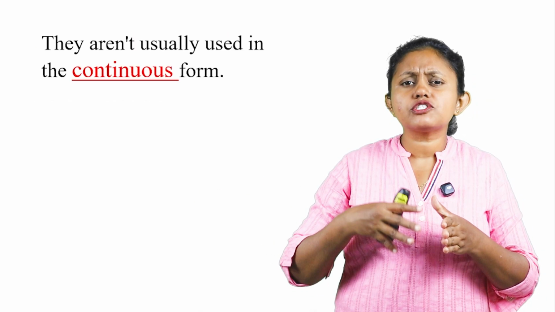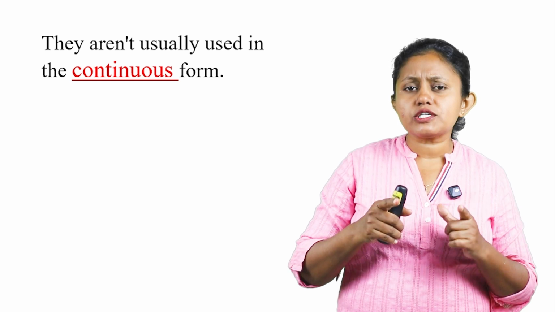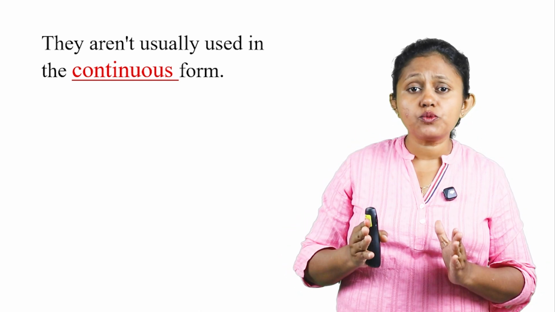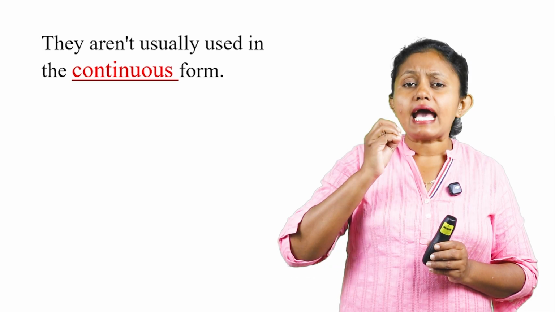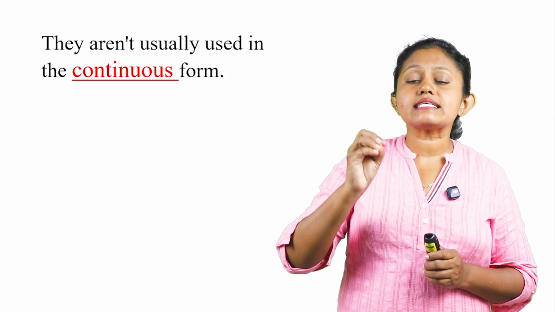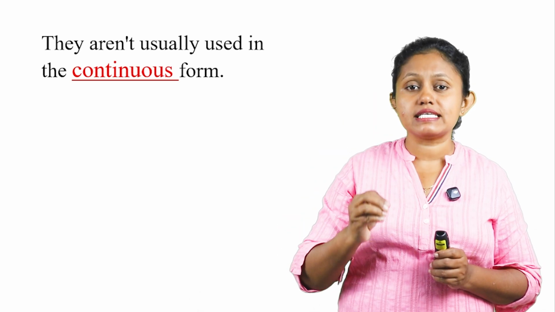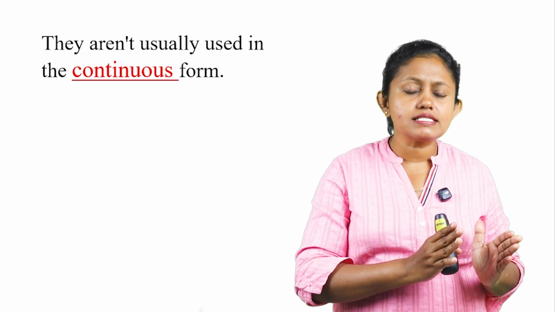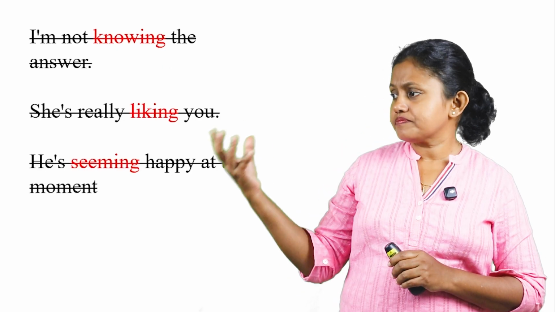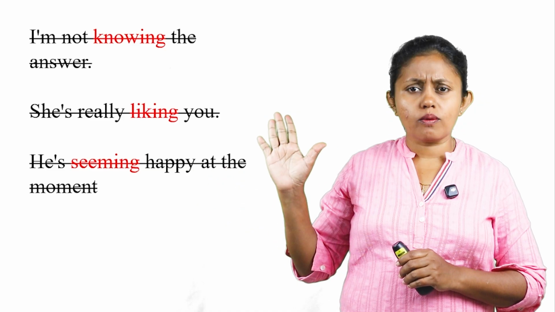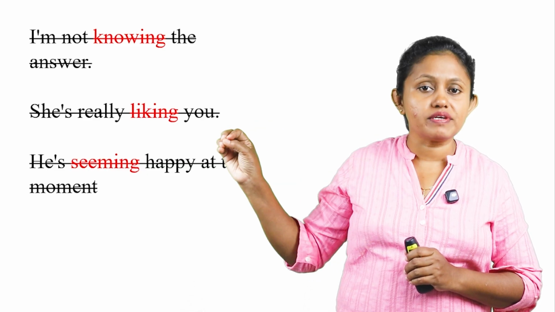Can you remember when we were talking about action verbs in this video? I said that we can use action verbs in all the tenses. But in the case of stative verbs, we cannot use these stative verbs in all the tenses. We can't use these stative verbs in continuous form. So, a main difference between action verbs and stative verbs is we can use action verbs in all the tenses, but we cannot use stative verbs in the continuous tense. Look at these examples. I'm not knowing the answer. Like this, you cannot use the stative verb know in the continuous form as knowing.